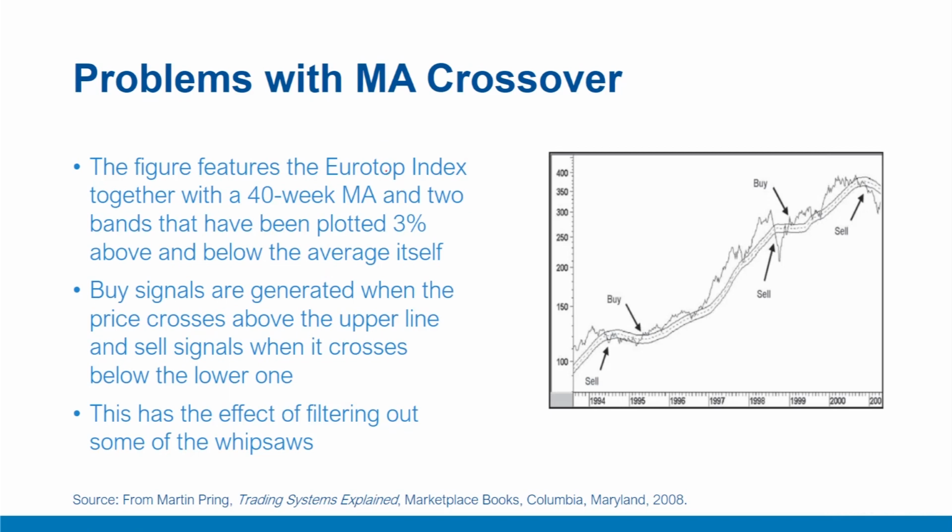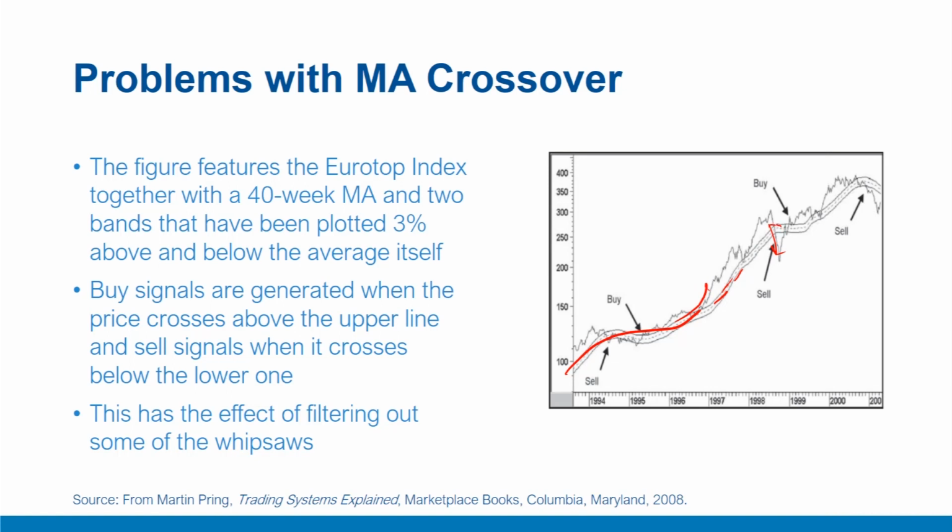The figure here features the Eurotip index with a 40-week MA, and two bands that have been plotted at 3% above and below the average itself. Buy signals are generated when the price crosses above this line, and sell signals are generated when it crosses below.